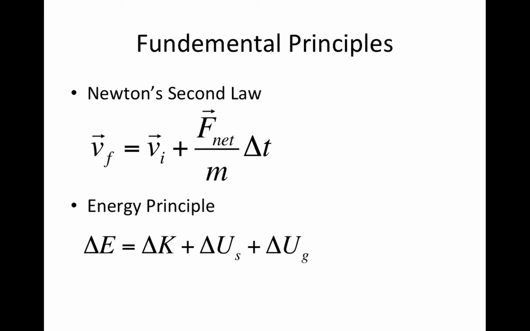Newton's second law will be used to find the final velocity so the final position of the mass can be found. The energy principle says that the change in energy is equal to the sum of the change in kinetic energy, potential energy of the spring, and the potential energy of the gravitational force.